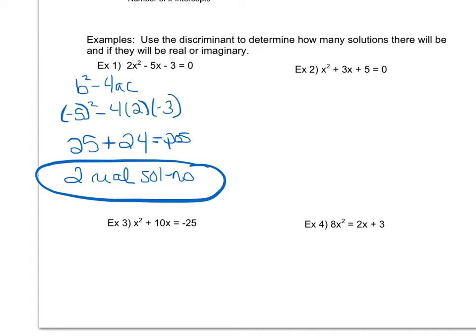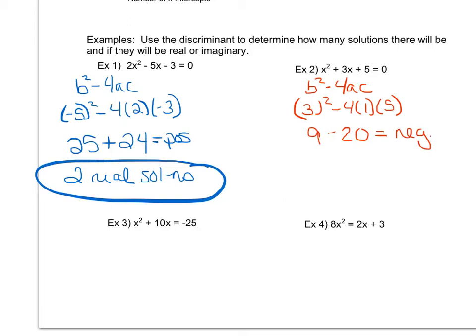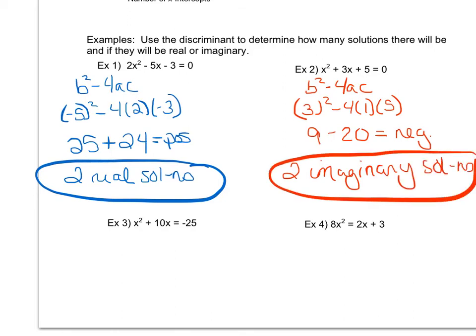On example 2, I'm going to do the same thing. Just want to know how many solutions I'm going to have and what type they are. So I'm going to go ahead and say b squared minus 4ac is going to be 3 squared minus 4 times 1 times 5, which is going to give me 9 minus 20, and that's going to be negative. Since it's negative, I know that's going to give me 2 imaginary solutions, and that's all I'm being asked to find. I'm looking at 2 more examples.